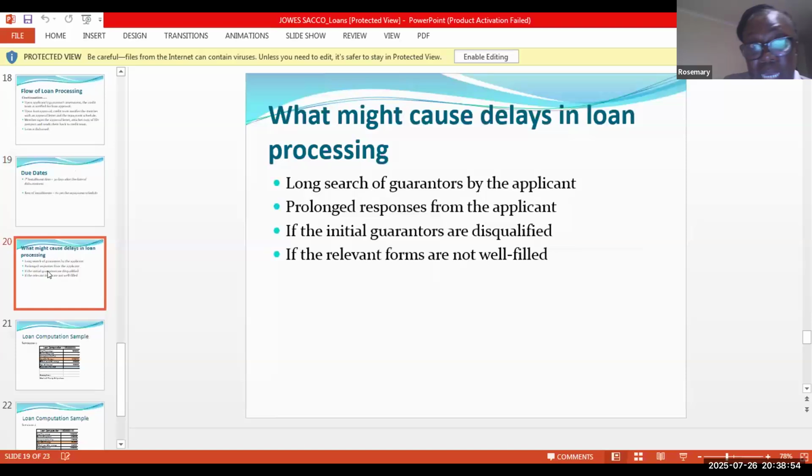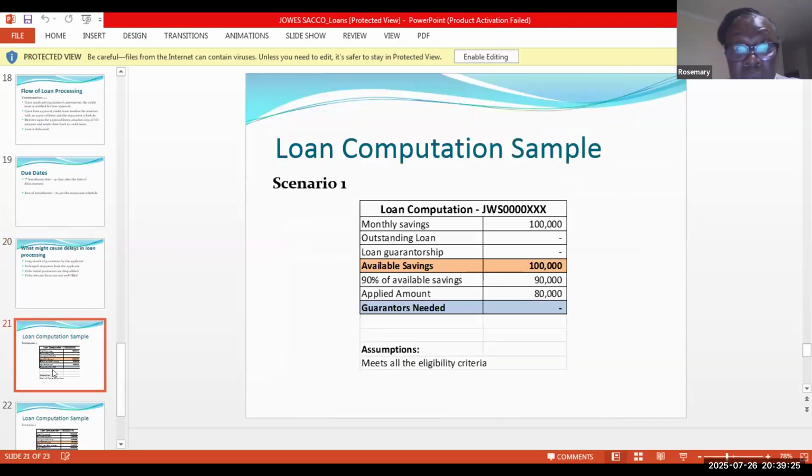One of the things that sometimes causes delays in loans, what causes delays in loans? Sometimes it takes long for the applicant to get guarantors. And sometimes when the applicant has applied and there's something missing in the application, when the office communicates, it might delay. Occasionally, your guarantors might also be disqualified, so the office has to get back to you, or sometimes the form is missing important information.